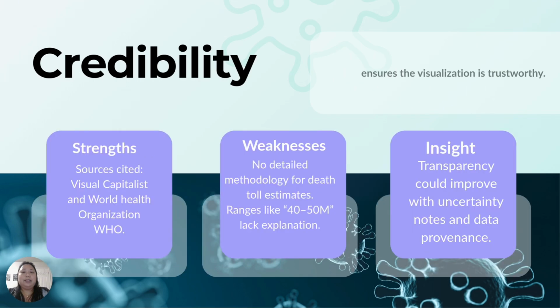For credibility, it ensures the visualization is trustworthy. Based on our infographic, are the sources clear and trustworthy? So let us see. The infographic cites Visual Capitalist and the World Health Organization. Those are the sources of our infographic. Although the weakness is that there's no detailed methodology for the death toll estimates, and ranges like 40 to 50 million lack explanation. Transparency could improve with uncertainty notes.